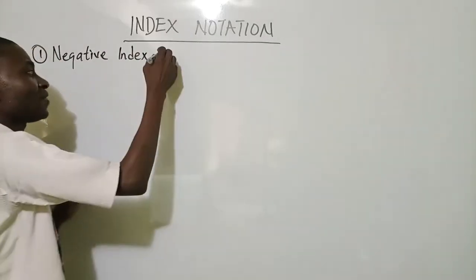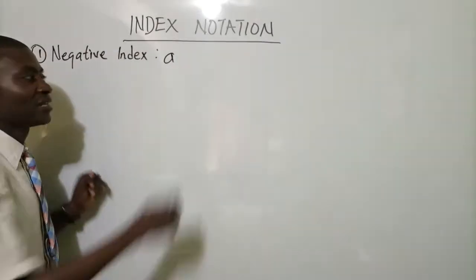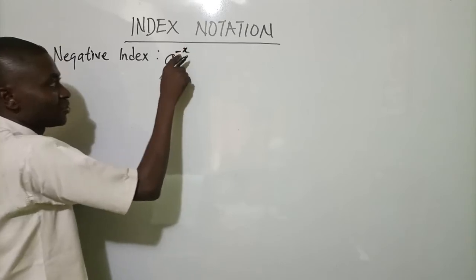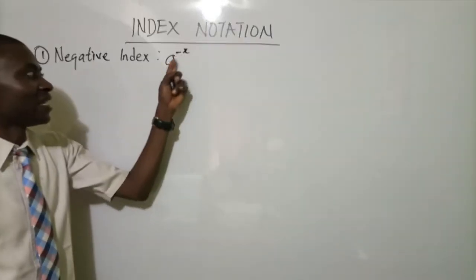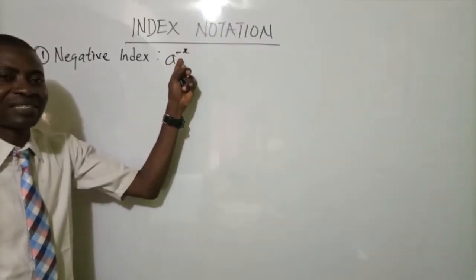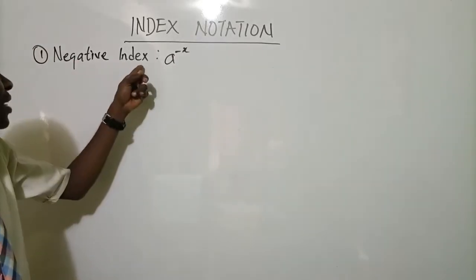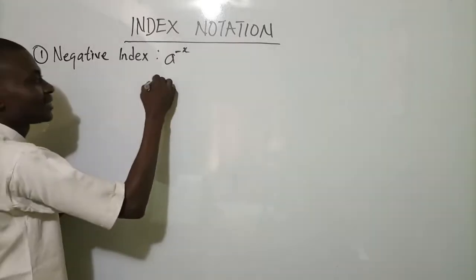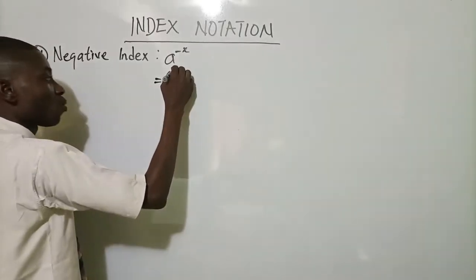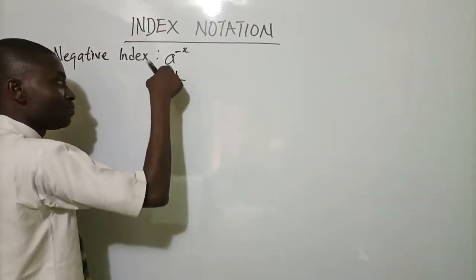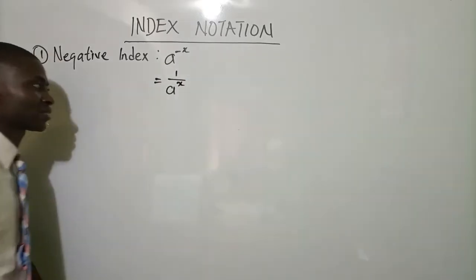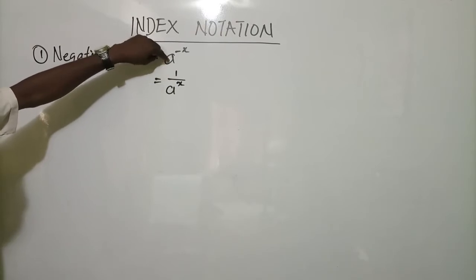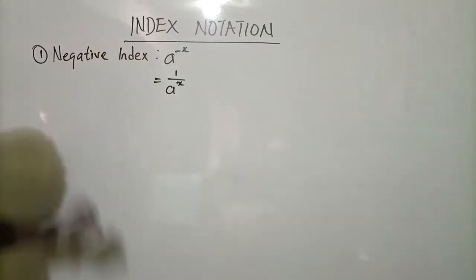It says that if a base, for instance a, is raised to a negative x, this x is an index, but what kind of index is this? It is a negative index. The negative index law states that if you have a base raised to a negative index like this, it is the same thing as 1 over the base raised to the positive index. So 1 over a, the base, raised to the positive index.